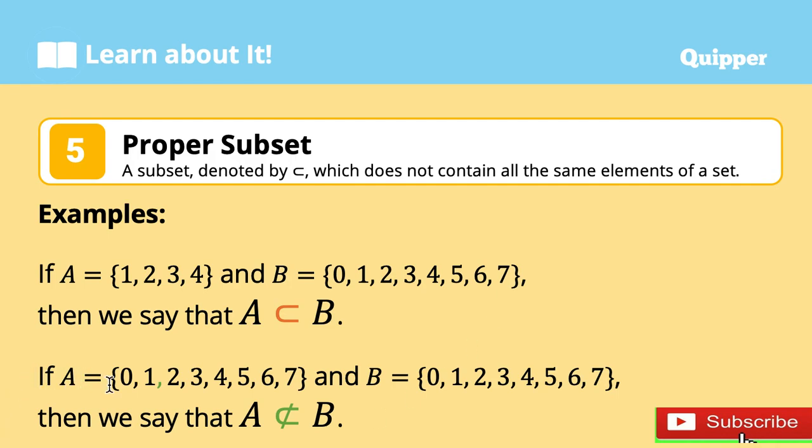If A is equal to {0, 1, 2, 3, 4, 5, 6, 7}, and set B is equal to {0, 1, 2, 3, 4, 5, 6, 7} also, then we say that A is not a proper subset of B. But we can say here, A is a subset of B.